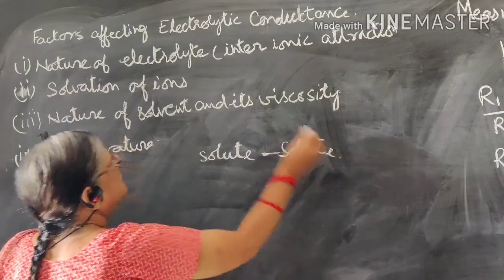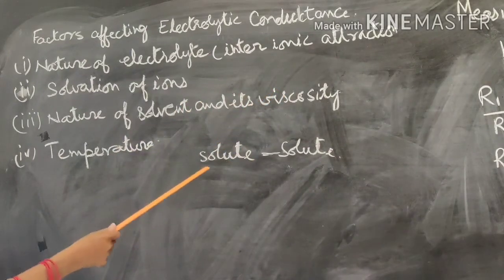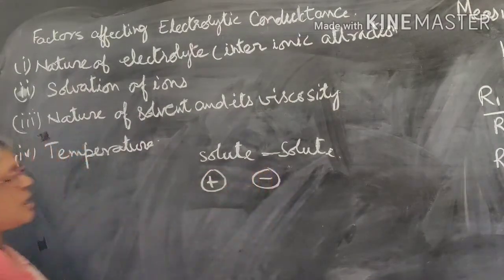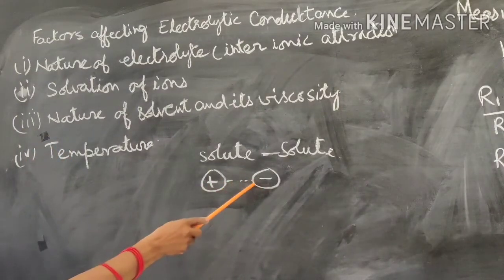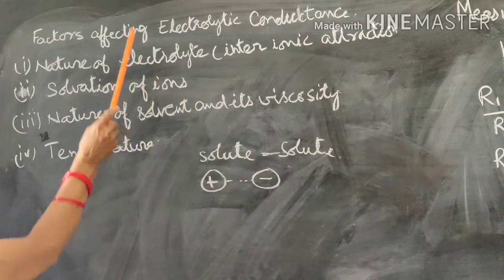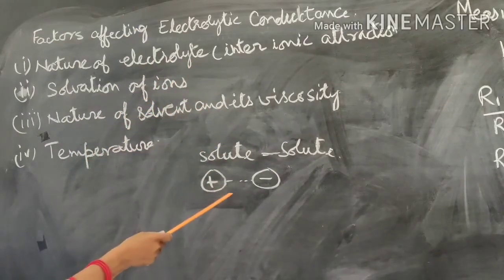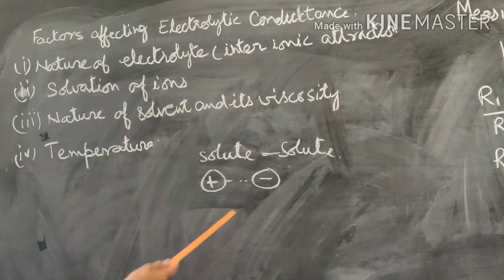And these interactions are called interionic attraction. Now these attractions exist because the ionic electrolytes have positive as well as negative charged ions. These have some attraction forces among them, and due to the presence of these interionic attractions, there is a variation in the electrical conductance. The stronger the interionic attraction, the lesser the conductance, as the mobility of ions will be affected.